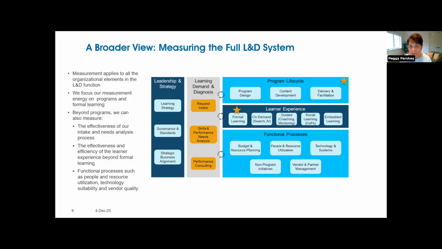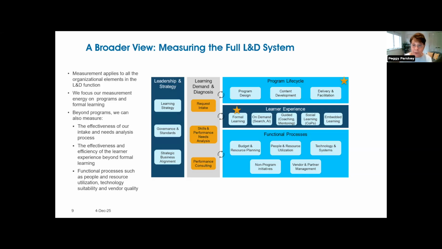But then there's this part, which are the functional processes. We have to have a functioning L&D operation, which looks at budget and resource planning, how we use our people and our resources, technology and systems. We have initiatives that are not always program focused. Remember COVID? Most of us want to forget that, but in COVID, every organization in the world had to figure out how to move from in person to online virtual. And that was something for the function.